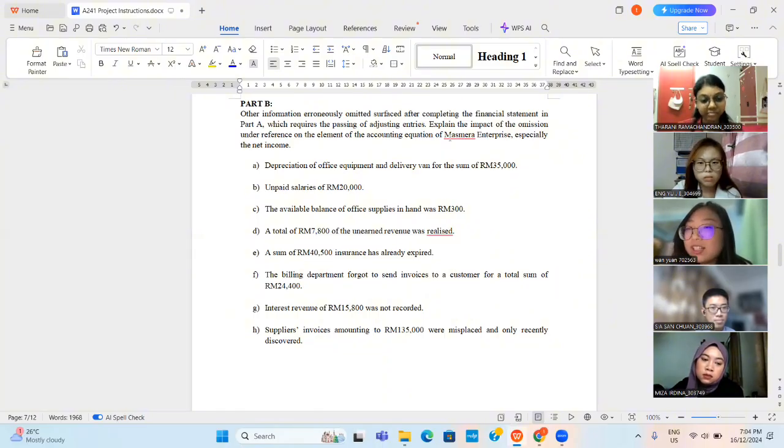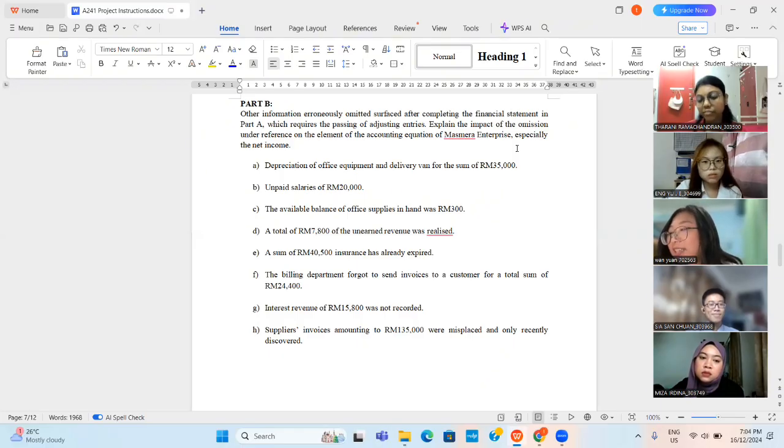For question H, supplies invoices amounting to RM 135,000 were misplaced and only recently discovered. It changes the liabilities and equity. Liabilities are increased because accounts payable increase, and equity is decreased because expense reduces net income. The net income impact is a decrease of RM 135,000 as the expense is now recognized.